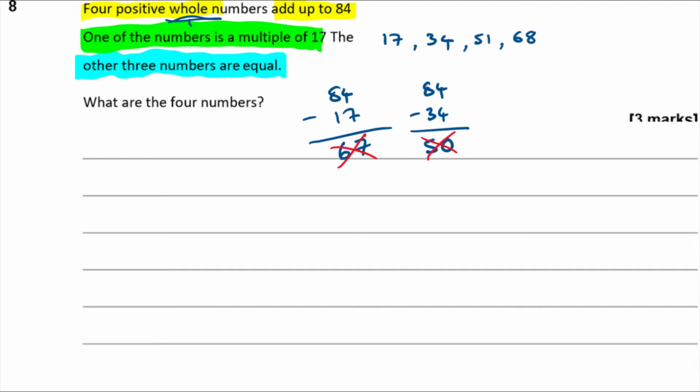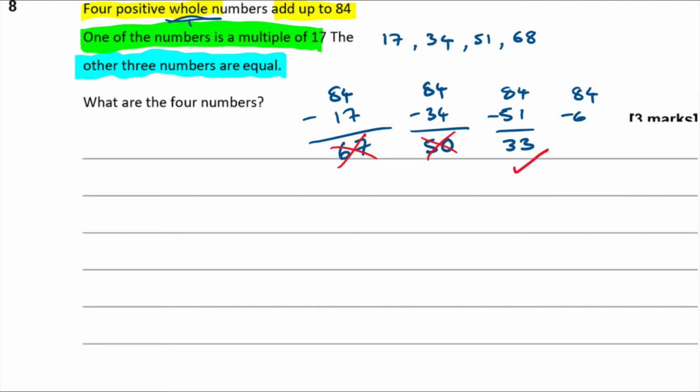Let's do the next one. 84 subtract 51. What's that then? So that's going to be 33. Now 3 plus 3 is 6. 6 is in the 3 times table, so I think that one is fine. I think that one is the one that's going to be. Okay, but let's just check the last one.